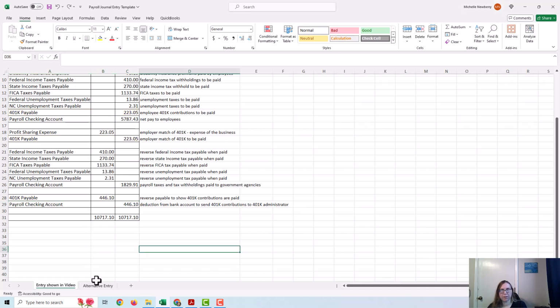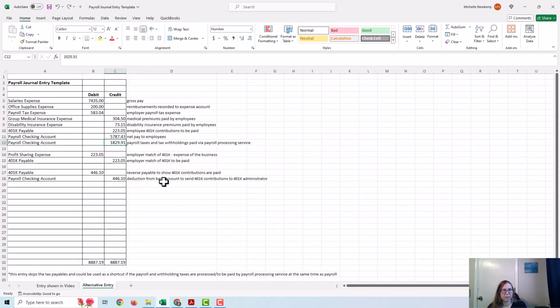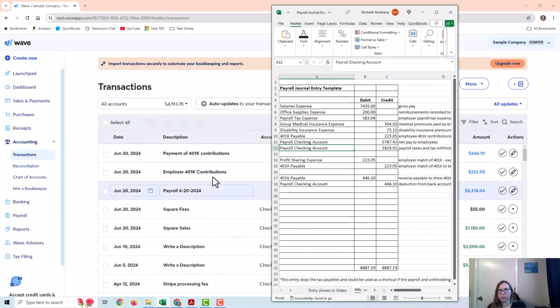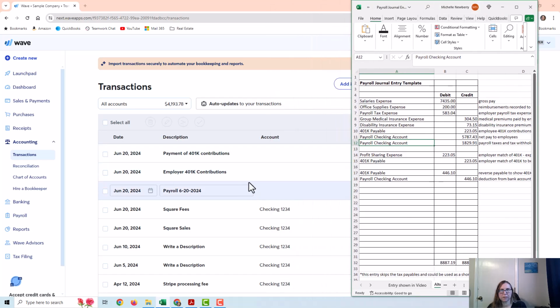Okay, so like I said, what I did is I took out all of the payables and did this example as a shortcut, but I also wanted to show you this in the program. So let me show you that. So I did 3 journal entries in Wave Apps.